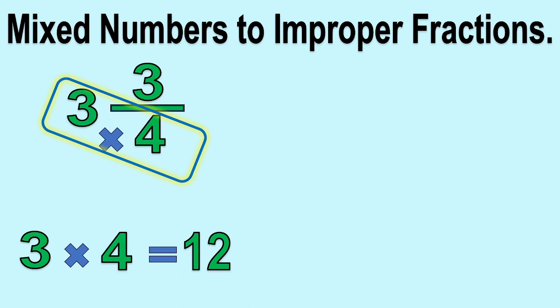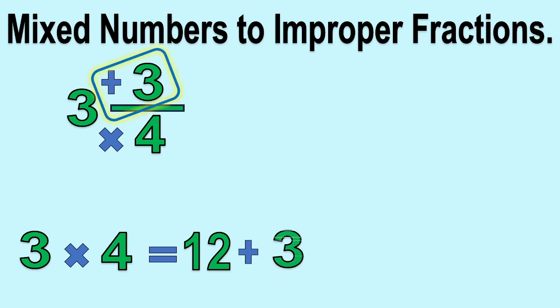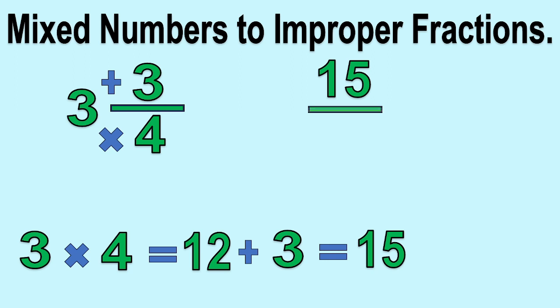Then, add this product with the numerator, 3. So, 12 plus 3 is equal to 15. That's going to be our numerator, 15. Then, copy the denominator, 4. So, the answer is 15/4.